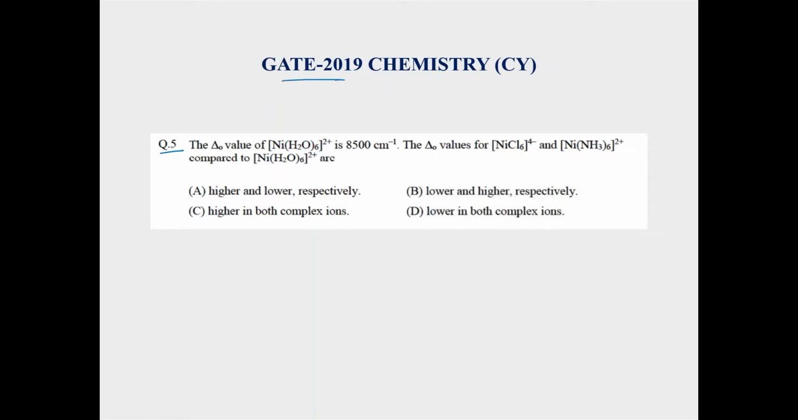The question is: the delta O value of [Ni(H2O)6]2+ is 8500 cm^-1. The delta O values for [NiCl6]4- and [Ni(NH3)6]2+ compared to [Ni(H2O)6]2+ are: option A, higher and lower respectively; option B, lower and higher respectively; option C, higher in both complex ions; and option D, lower in both complex ions.